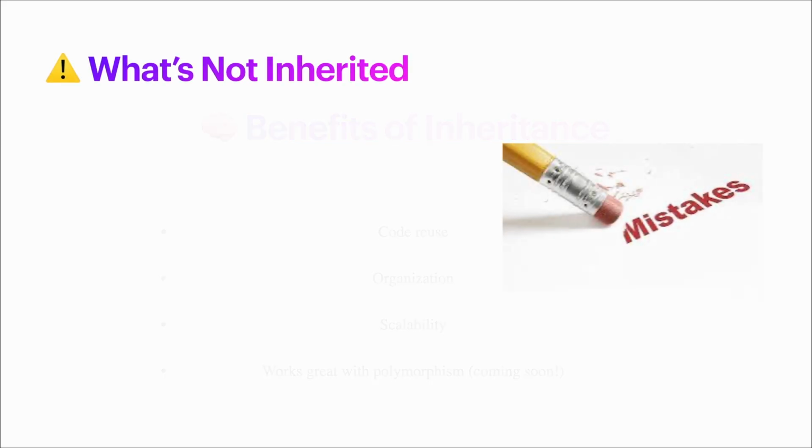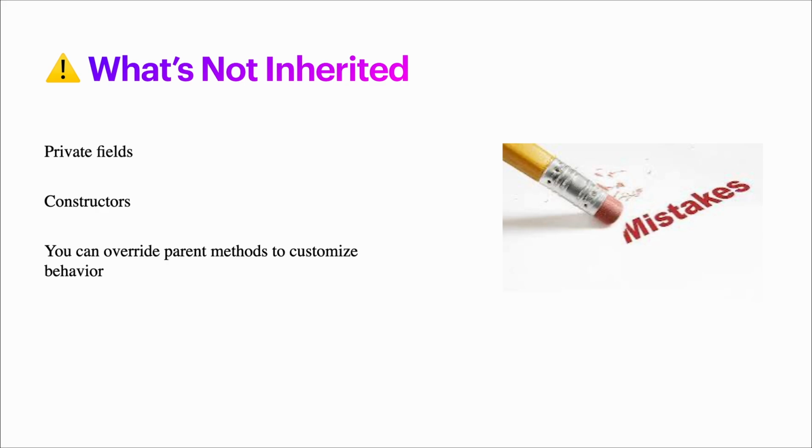Next up is what's not inherited. Well, private fields are not inherited. So any field to which you attach the keyword private is never inherited, for privacy's sake. The next is constructors. Your this.whatever is never inherited to avoid messy code.